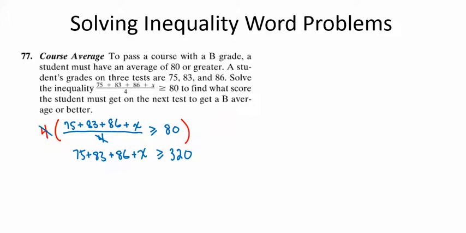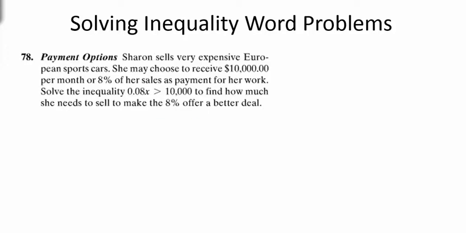Now when we do add them, we're going to come up with a value of 244. So the student already has 244 points, and they need to exceed 320, including the final score. So we subtract 244 on both sides. When we do, we end up with x has got to be greater than or equal to 76 points, or a score of 76 or higher, in order for them to end the course with a B or higher. Let's go on to the next example.